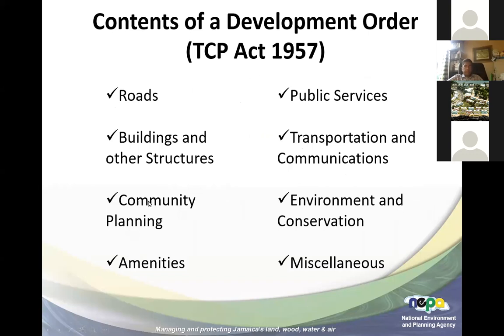Contents of the development order, as prescribed by the Town and Country Planning Act of 1957: the development order looks at issues as they relate to roads, whether through the reservation of land for roads and the establishment of public rights of way, the closing or diversion of existing roads and public and private rights of way, construction of new roads and alteration of existing roads, etc.